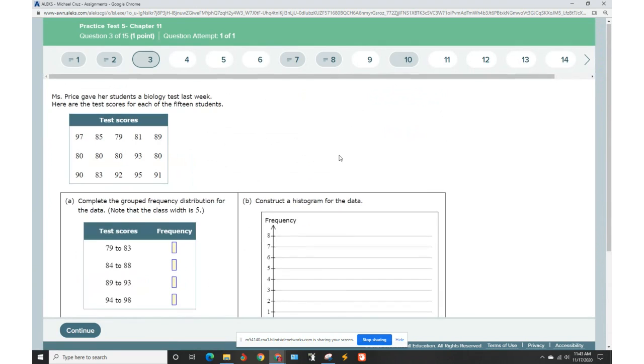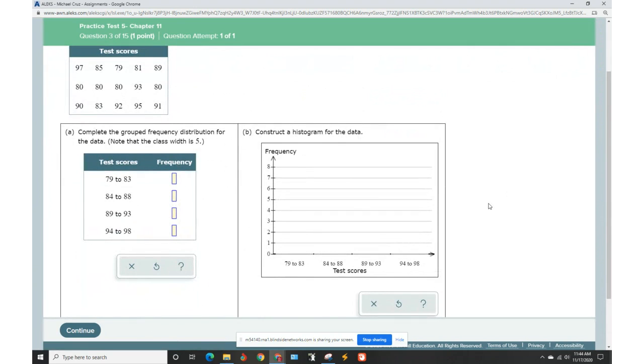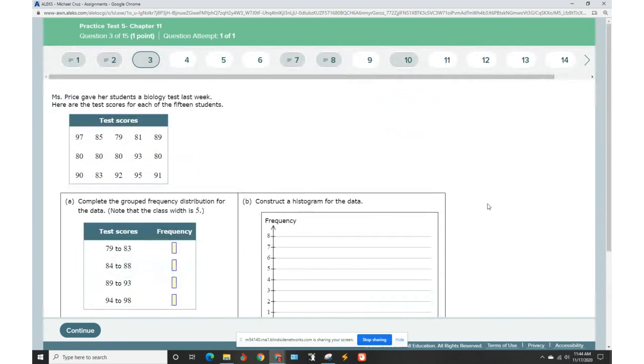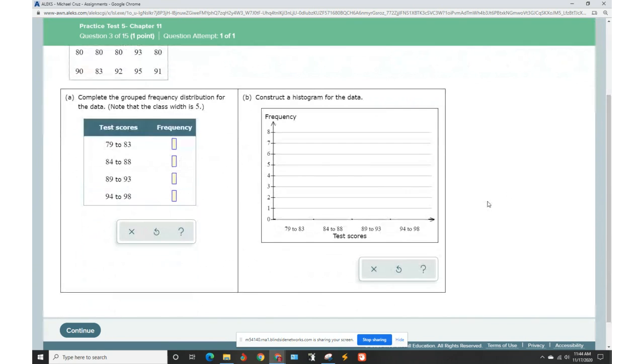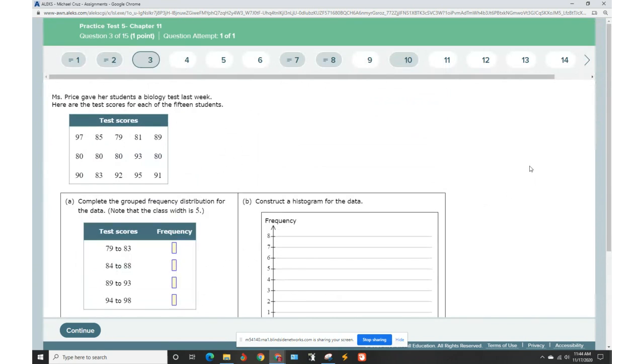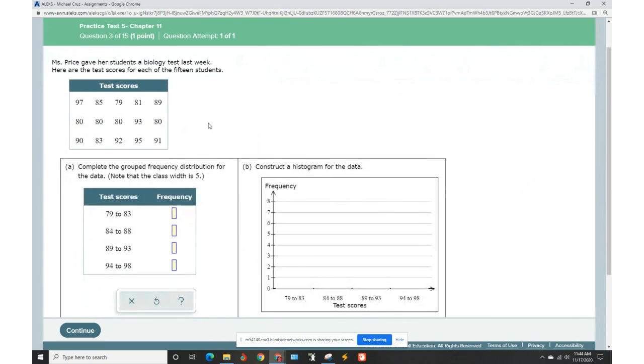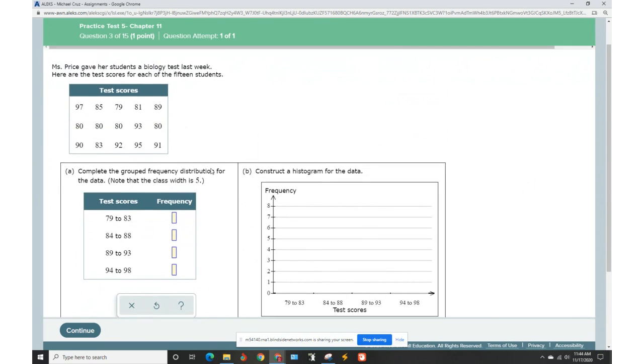All right. This is a histogram, and I think sometimes you may get a frequency distribution here because it rotates, but it's very similar. What we've got to do is create a frequency distribution like we did in the first one. This time the class width is 5.